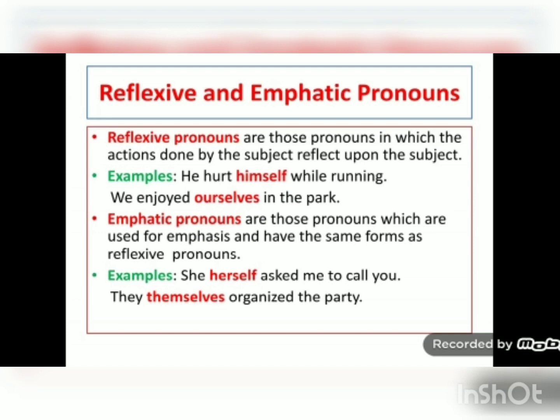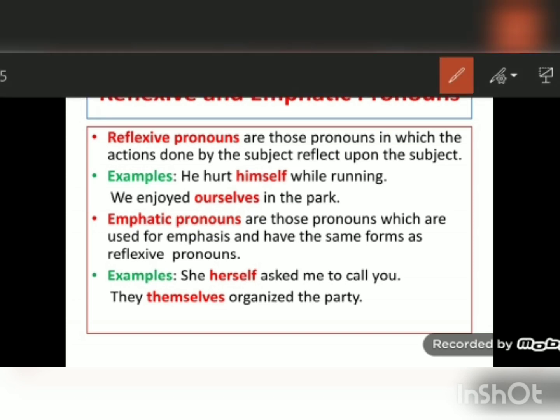Reflexive pronouns. Reflexive pronouns are those pronouns in which the action done by the subject reflects upon the subject. This reflexive pronoun is used when subject and object are the same. For example, he hurt himself while running. Here the subject is he. Whom did he hurt? He hurt himself. So here the action reflects upon the subject.